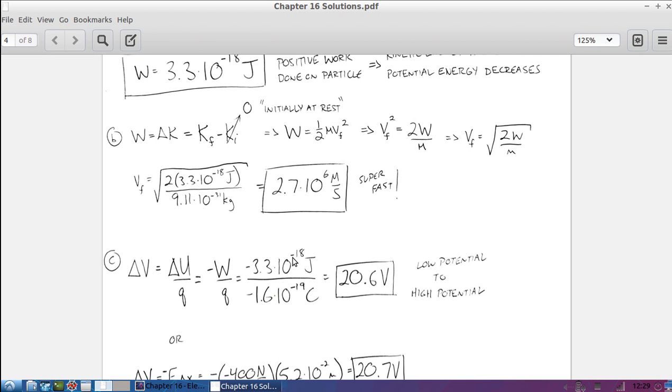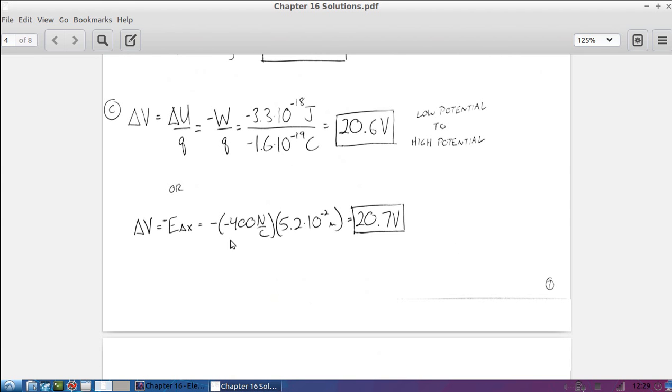Now in this scenario, I can do this one of two ways. So I know that voltage is potential energy per unit charge, and I know that the change of potential energy is equal to the negative work done. So I can use this expression for change in voltage, delta V is delta U over Q, which is negative W over Q. I know the work, I know the charge of the electron, and I get a potential difference or a voltage of 20.6 volts.